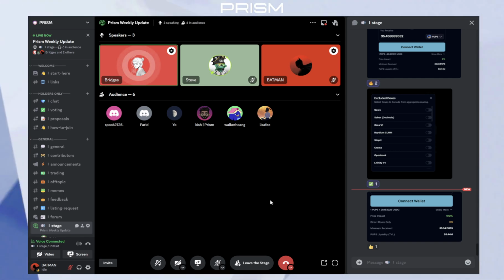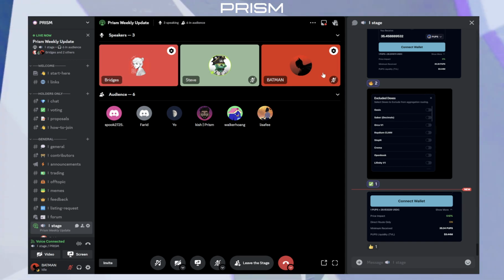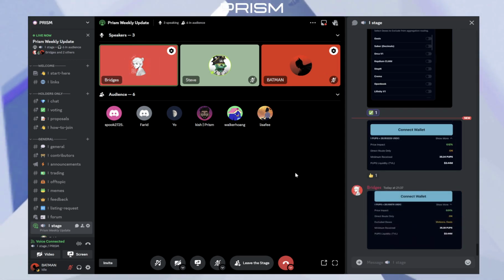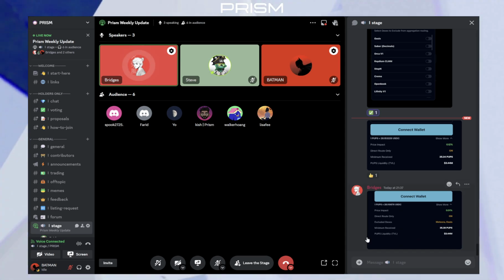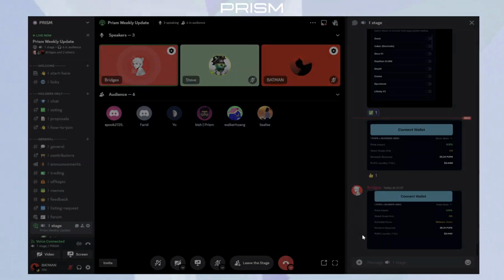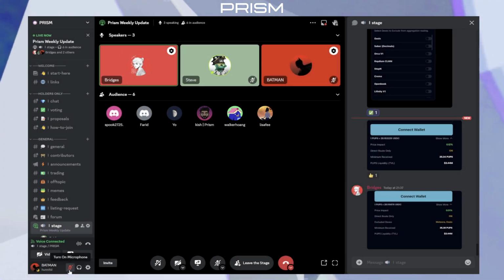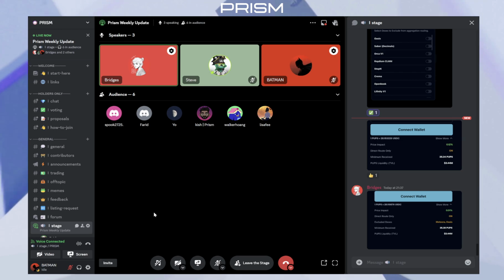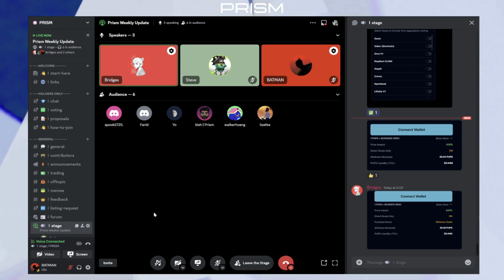So I just excluded Meteora and Oasis dex here. And when I try to swap here, it shows me that excluded dexes are Meteora and Oasis. So these are some of the things that are kind of small, minor details, but they play a really important role because I'm pretty sure there's a lot of people who lost a lot of money by trading on direct route only mode that they forgot to turn off. So this is really cool.